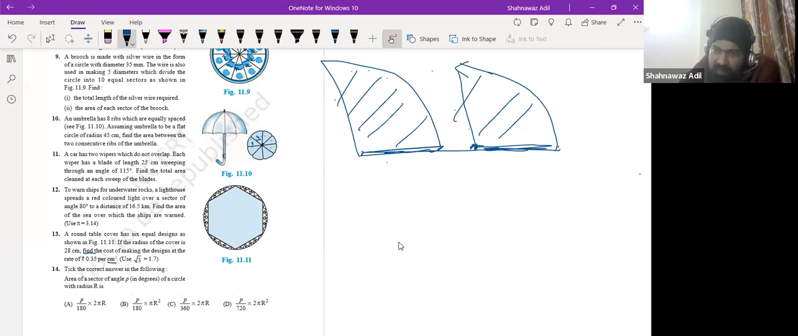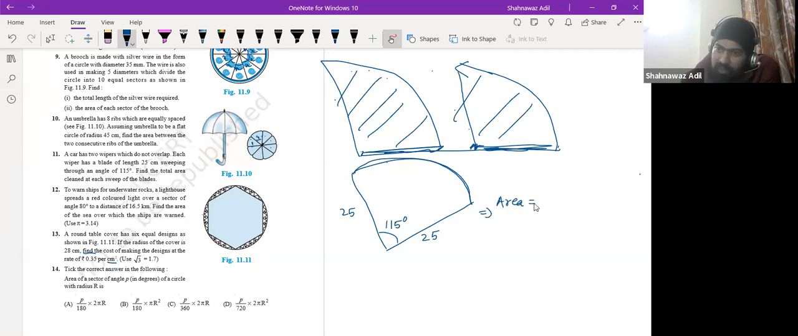So what is the shape of this thing? The area swept by a wiper is a sector, right? So we know that the length of the blade is 25 and the angle is 115. So we can calculate the area of 1. The area of a quadrant is 1 by 4 pi r square.